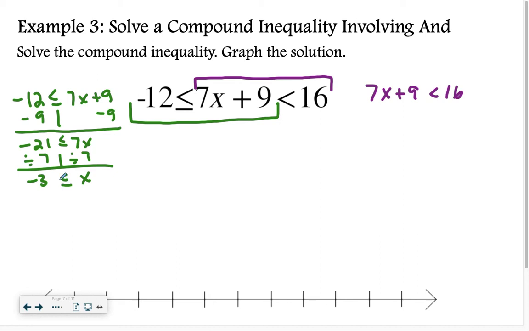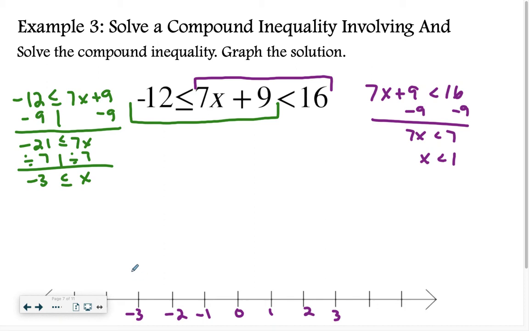Since I divided by a positive 7, I don't have to flip that sign. And then if I move on to the one on the right hand side, I would again subtract 9. So now I have 7x is less than 7, or x is less than 1. Okay, so a number is greater than negative 3. That's what I get from the green. So I'm going to do a circle at negative 3 filled in because it's or equal to, and it is also less than 1. So I'm going to leave an open circle above that 1.